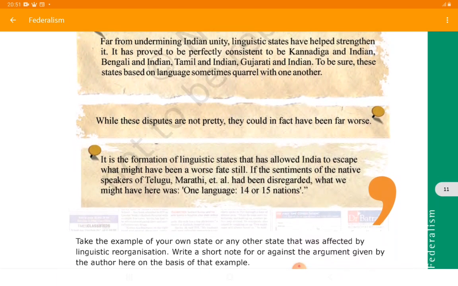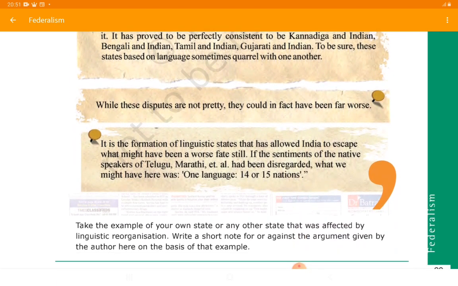So as we say, there is the federation policy, except that some of the states still have disputes among them. While these disputes are not petty, they could in fact have been far worse, like we see in the case of Belgium as well as in Sri Lanka, where it led to a civil war. It is the formation of linguistic states that has allowed India to escape what might have been a worse fate still, if the sentiments of the native speakers of Telugu, Marathi, etc. had all been disregarded. What we might have had here was one language, 14 or 15 nations.